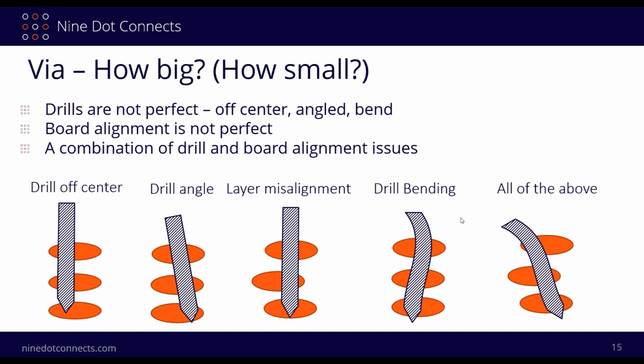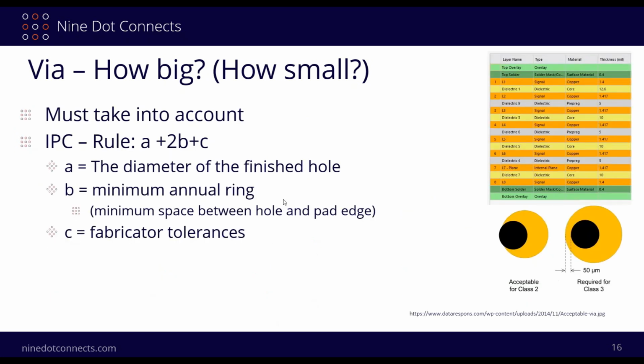We want to make sure that this annular ring is going to be big enough so that we're not going to have problems when it comes to drilling and plating. So what is the rule for this? The rule comes from the IPC. It's A plus 2B plus C. A is the diameter of the finished hole, which is what we've already figured out. The second one is B, the minimum annular ring.